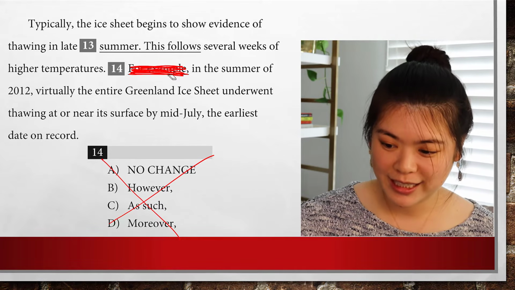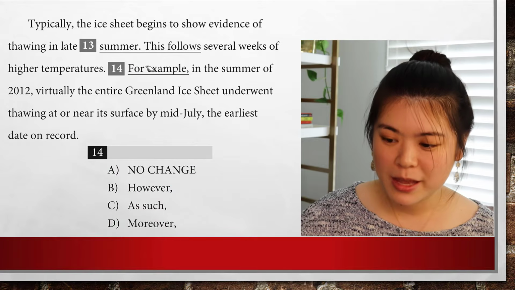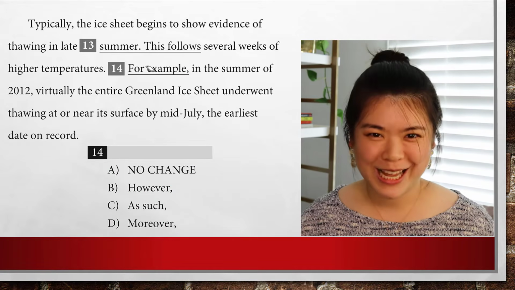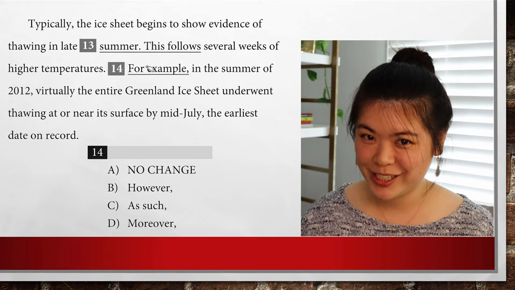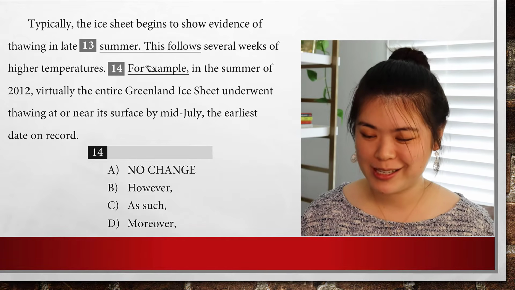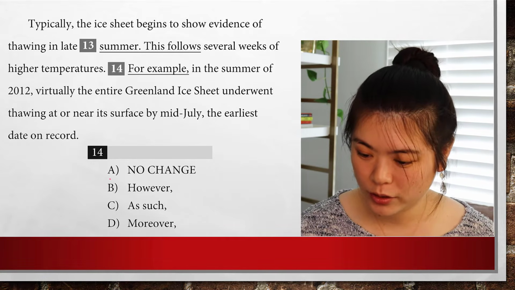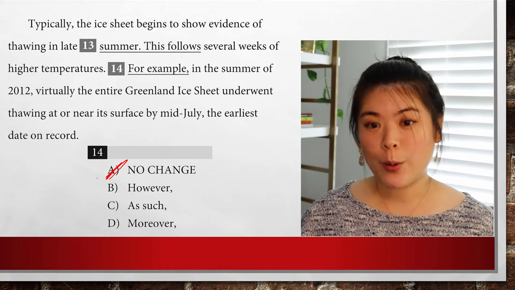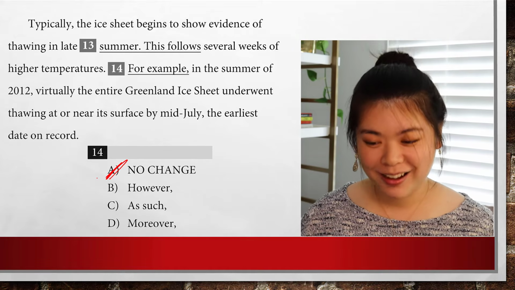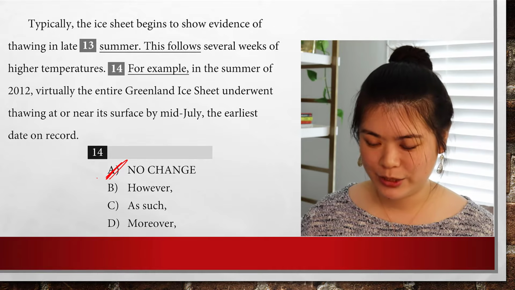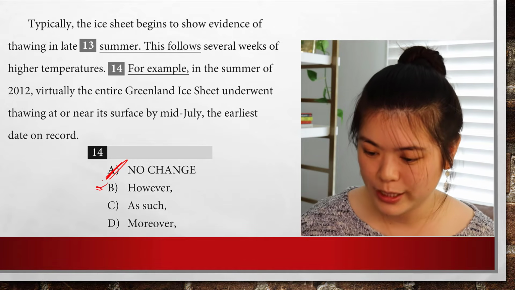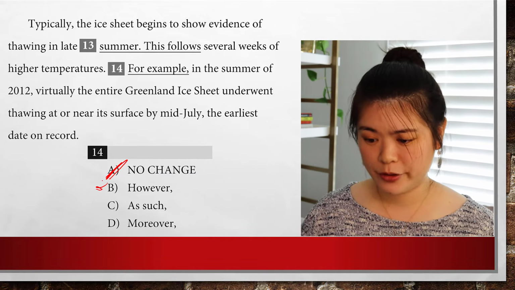So let's take a look at the answer choices here. Okay, starting with A, for example. For example, we just talked about, is a continuation transition. We're looking for contrasting, so that's not going to work. So we're going to cross that out. B, however, now that is a contrasting transition. I'm not ready to eliminate it. I'm going to put a little mark next to it and look at some of the others.